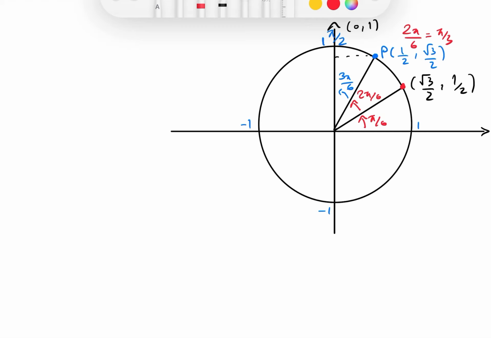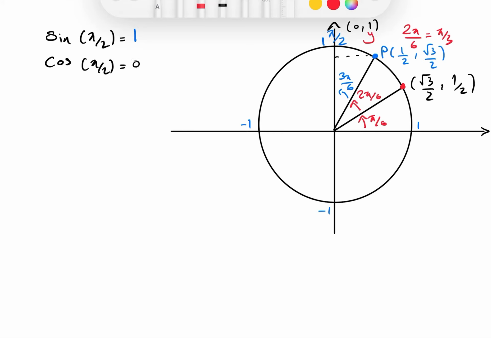So if they ask you, for example, to find the sine of pi over 2, you can just go ahead and say, well, the sine of pi over 2 is just the y-coordinate of pi over 2, which we know over here the y-coordinate is 1. So sine of pi over 2 is 1. If they ask you to find the cosine of pi over 2, you just have to look for the x-coordinate of pi over 2, which in this scenario is obviously 0.